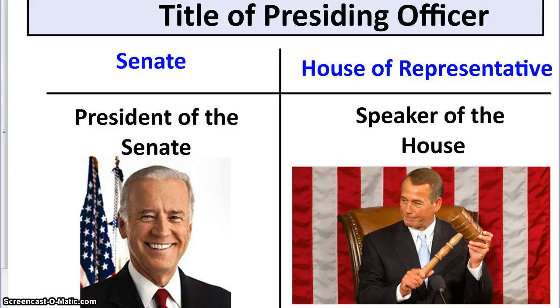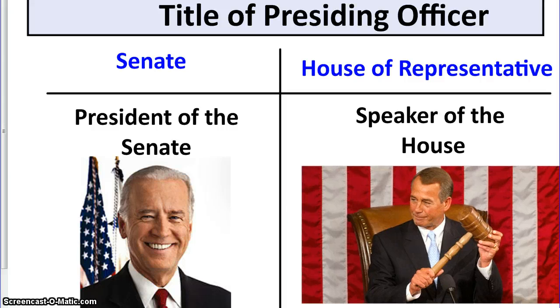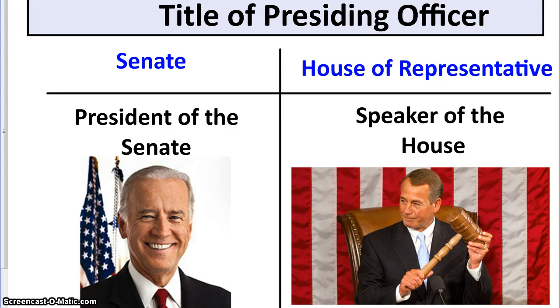Now, he also has a very important role in the executive branch, and that is because he is second in line to the President of the United States if something were to happen. So if the President dies and the Vice President dies, this guy, the Speaker of the House, becomes the President.